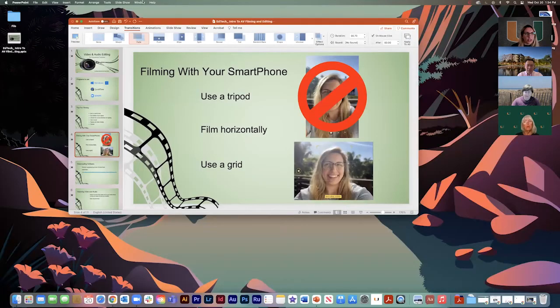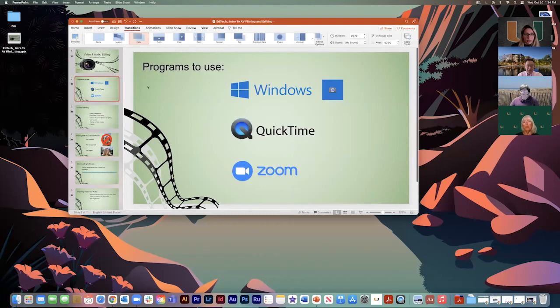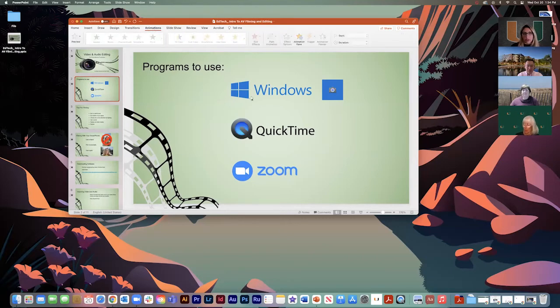Now, transitions only affect the slide as a whole. It does not affect specific parts inside of your slide. So that's when you want to go into animations. And if you are speaking about specific things individually, maybe you want to have, say, Windows. I have at the top, I'm speaking about Windows. That one can pop up first. Then as you speak about QuickTime, that one will pop up second, and then Zoom will pop up third as you click through the arrows.